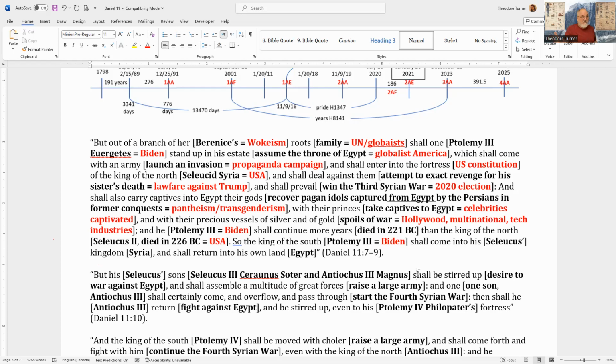Now, Biden as a person, is he going to live longer than the US? Well, if the US died on January 6, 2021, then Biden does continue more years than the US, if we're saying Trump is the last king of the United States. So the king of the south, Ptolemy III, that's Biden, shall come into Seleucus's, the US's kingdom, the USA.